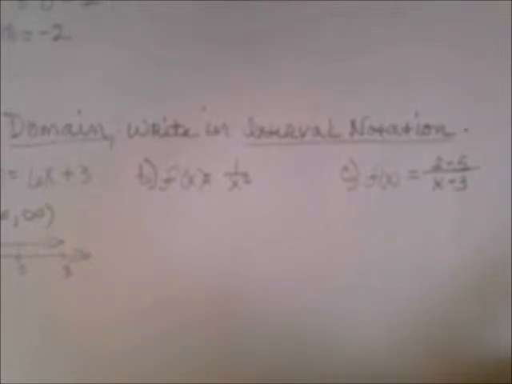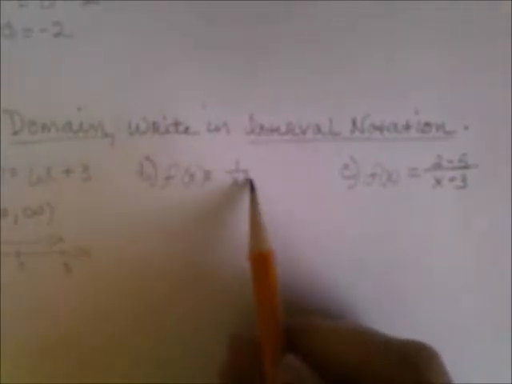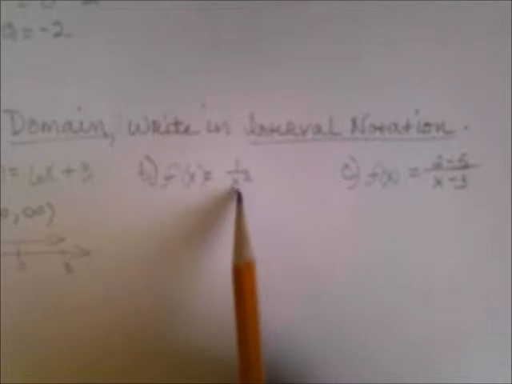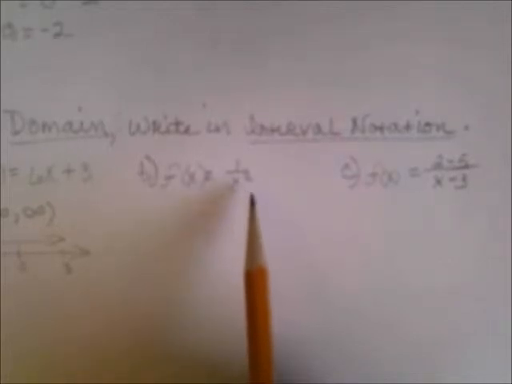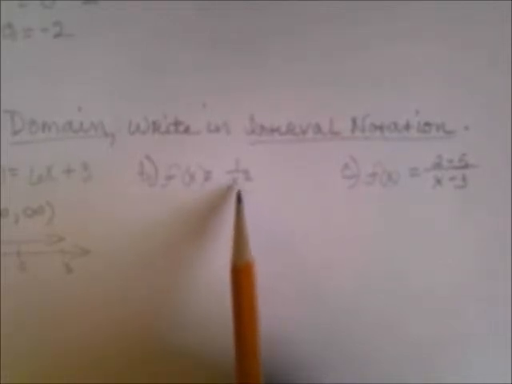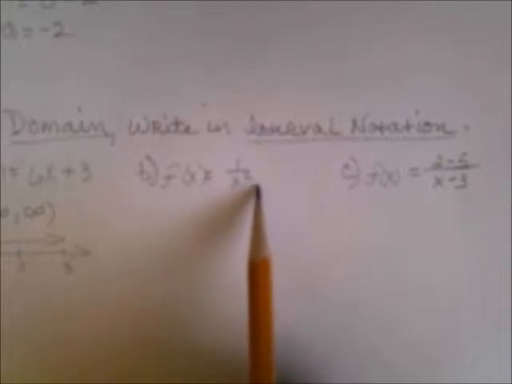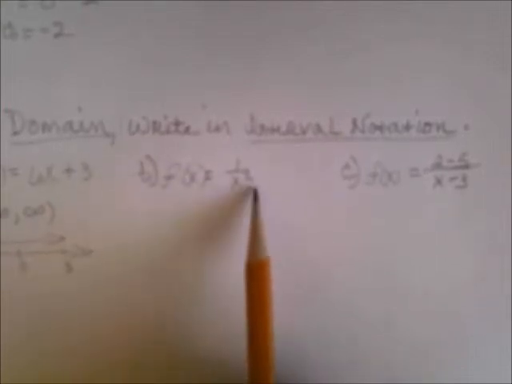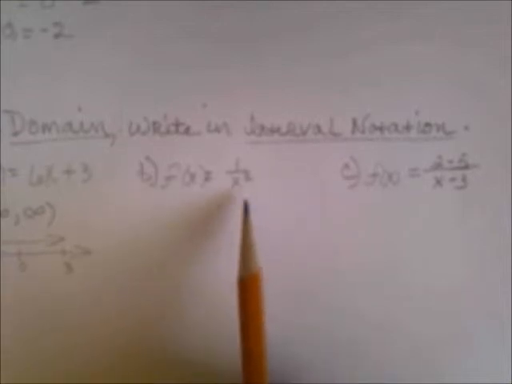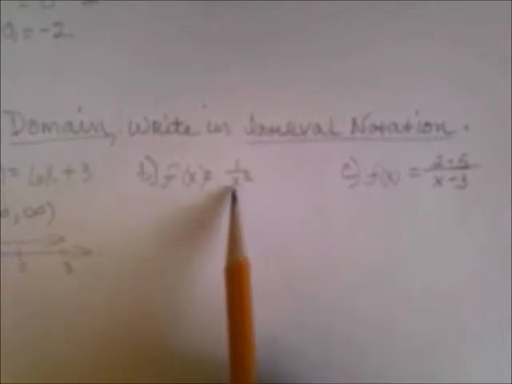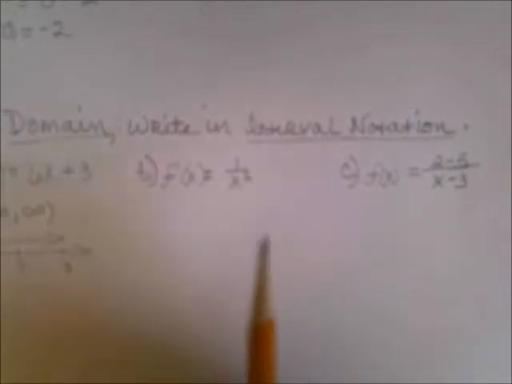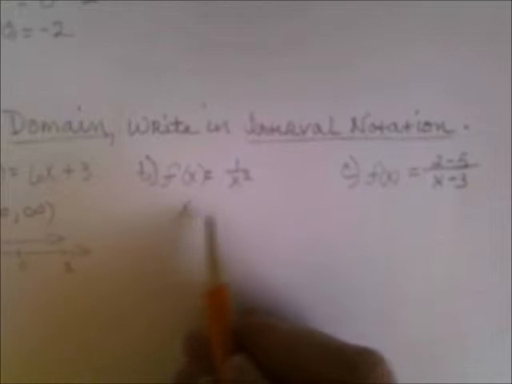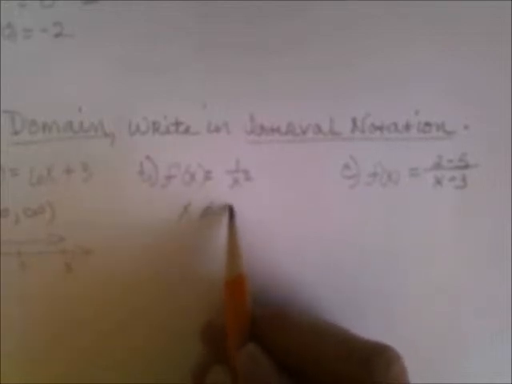Because what we have is f of x is equal to 1 over x squared. Now, x is in the divisor, and when you think about this, what cannot we divide by? We can't divide by 0 because it would be undefined, right? So x can't be, and 0 squared is going to give you 0. So the only thing it can't be, we can say x cannot be equal to 0.